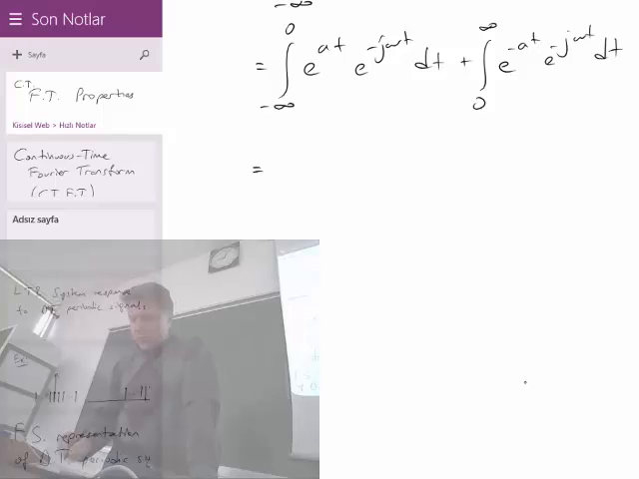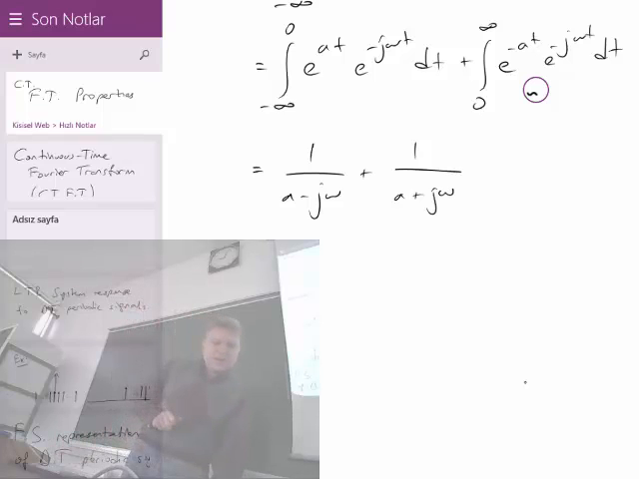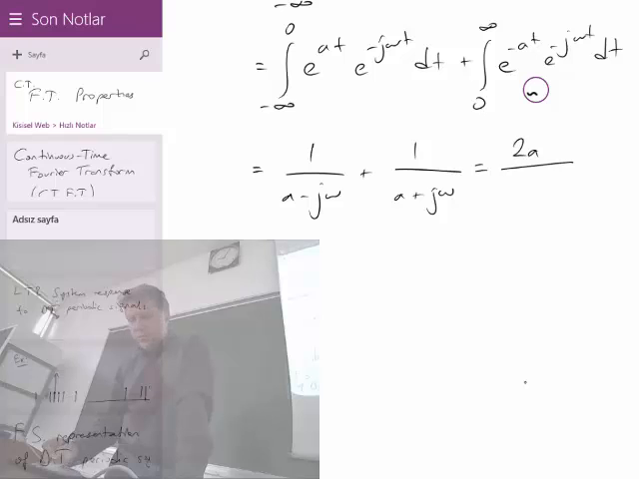The first part will converge to 1 over a minus j omega, and the second term will converge to 1 over a plus j omega, or vice versa. I'm not sure which one is the first and which one is the next, but these two terms will come from the integrals, and when you combine them, they are conjugate pairs of each other. Therefore, if you add two conjugate pairs, you're expected to have something real, and that real thing is 2a over a squared plus omega squared. Okay, so this is the direct way of solving the question, and you can do it that way.